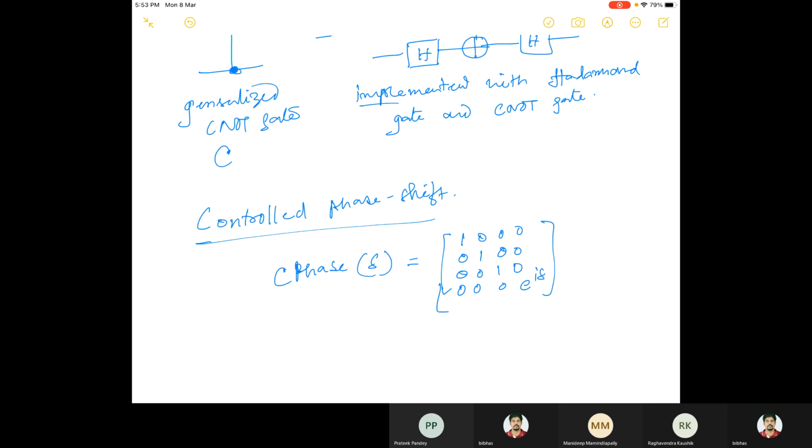Basically, control here means this phase shift gate, which was 1 0, 0 e to the power i delta, the one qubit gate, will be applied on the target qubit only when the control qubit is in the state one. You can check it out by seeing what the fundamental input states go to as outputs under this particular gate.